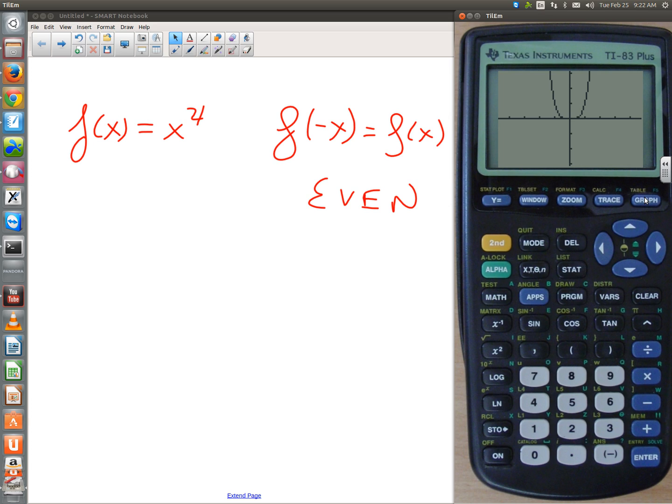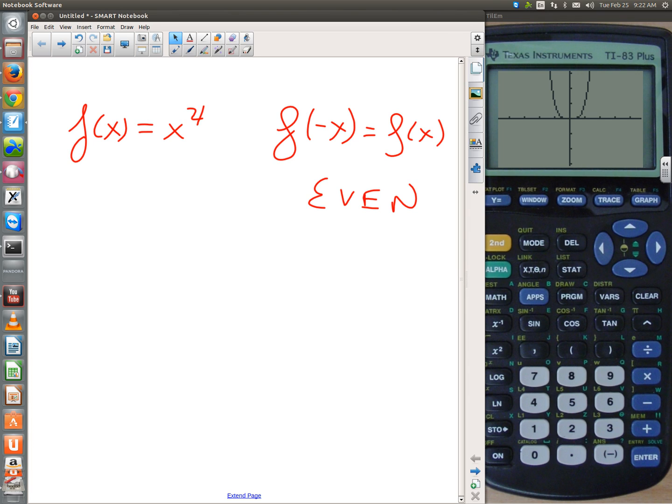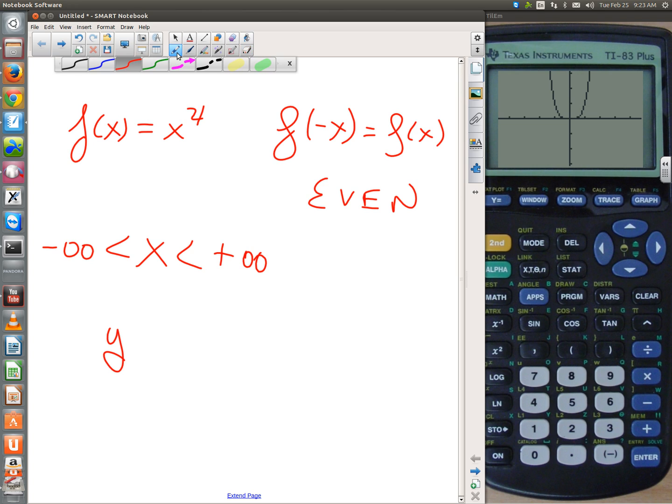You sure? What's the range? Greater than or equal to 0. All right, so the domain is all real numbers, from -infinity to +infinity. And the range is greater than or equal to 0. You can plug in 0 and you get 0, right?